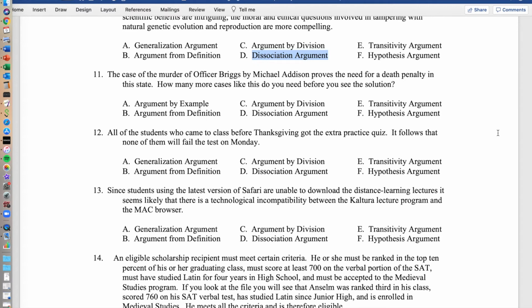Number 11. The case of the murder of Officer Briggs by Michael Addison proves the need for a death penalty in this state. How many more cases like this do you need before you see the solution? So in this instance, we have a general claim, right, that we need a death penalty in the state, and the evidence that's given is a particular case. How many more cases, asks the reasoner, right? But we have the particular case, the case of Officer Briggs. And so the generalization is based on this particular case, another example of argument by example.